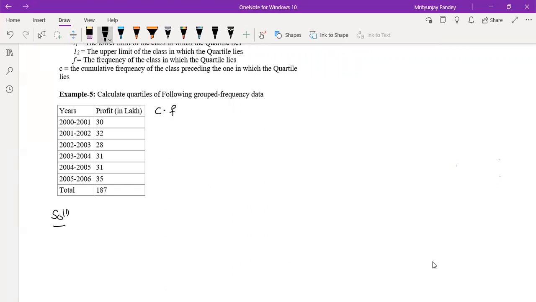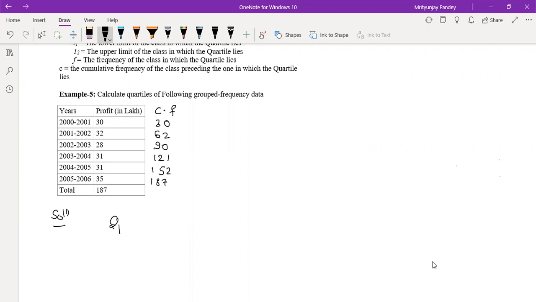Only calculate cumulative frequency. So first value is 30. Second is 62. Yes, tell me the third one. Third one, how much will it come? 62 plus 28, sorry, 90. 90 plus 31, 121. 152, I think so. And 187. Is it correct? Yes, sir.